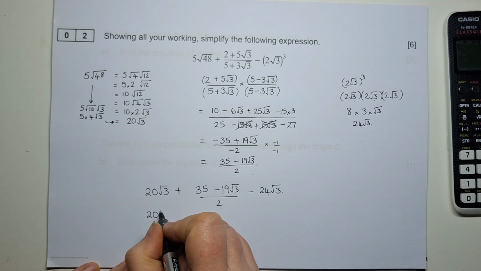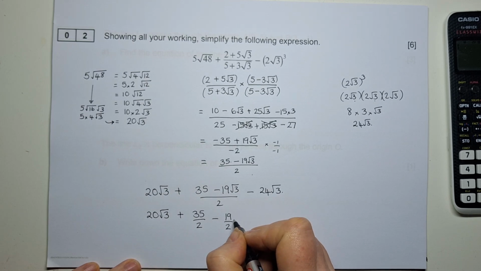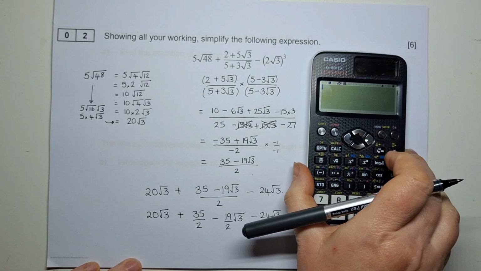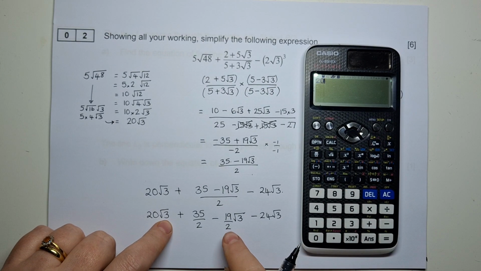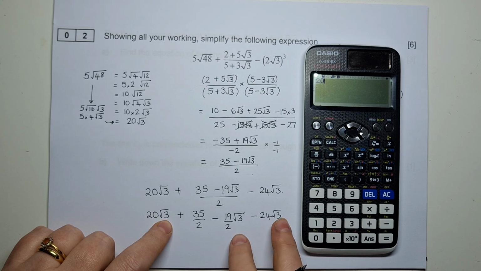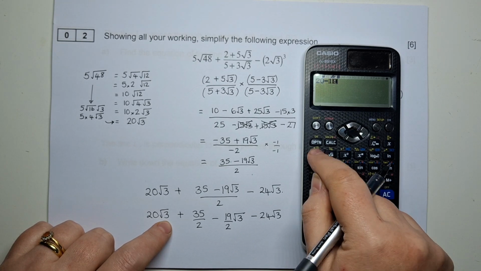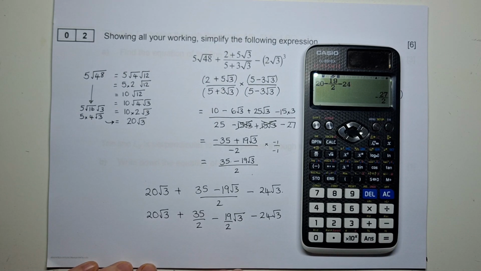Let's just split this up as 35 over 2 minus 19 halves of root 3, like that, minus 24 root 3. Just pick the calculator up and type in what we've got with the root 3s. I don't actually need to put the root 3 in because all of these terms I'm pointing at are root 3 terms. So I can just say 20 lots of it minus 19 halves of it minus 24 gives me negative 27 over 2 lots of root 3. So I've got 35 over 2, and then minus 27 over 2 lots of root 3.